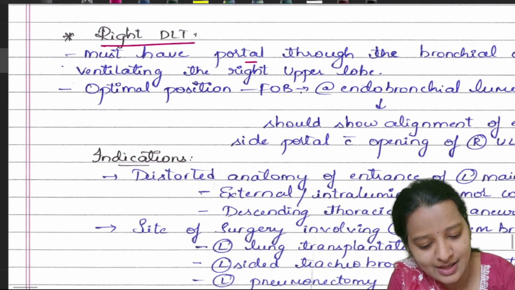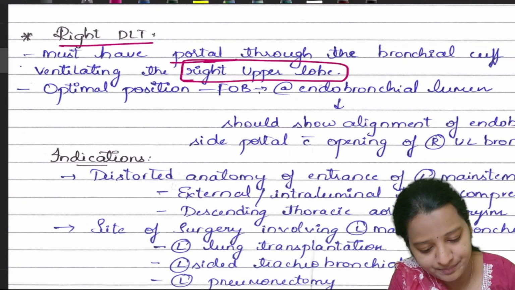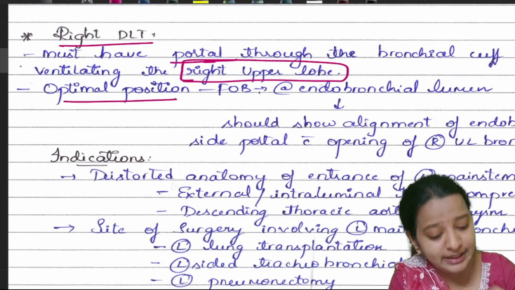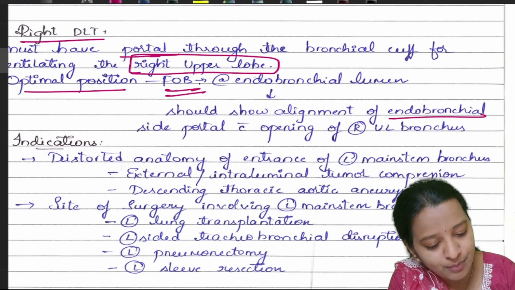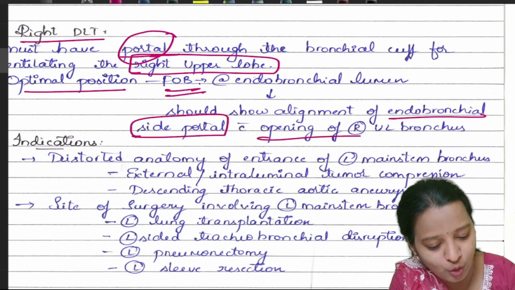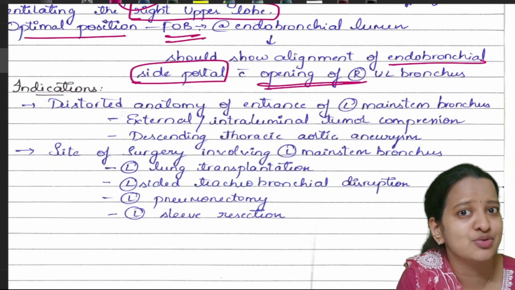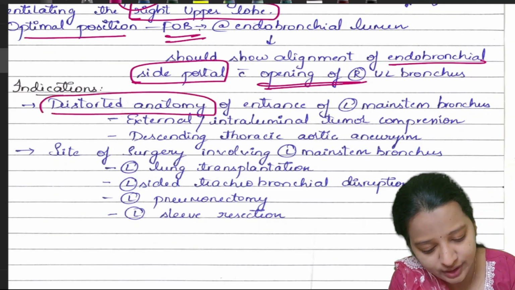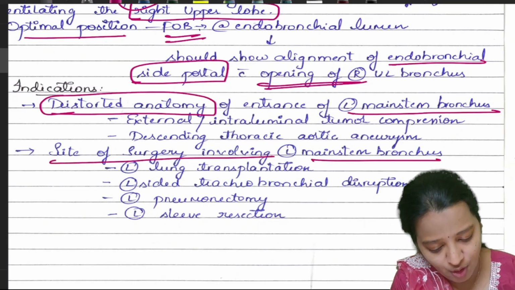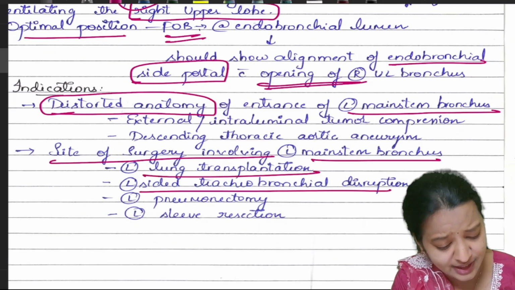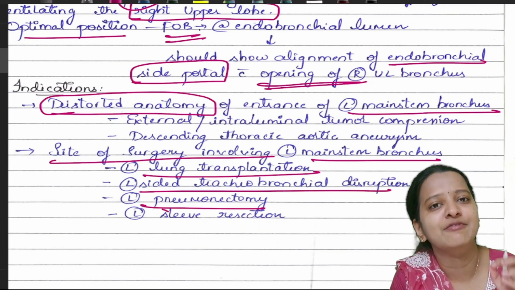The right side DLT has to have an extra port so that it can ventilate the right upper lobe. So the optimal position of a right DLT confirmed by a fiber optic bronchoscope is that the endobronchial side port that we have learned here should be at the opening of the right upper lobe bronchus. So what are the indications where you use a right DLT? We have already learned: distorted anatomy of the left mainstem bronchus, the site of surgery involving the left mainstem bronchus, left-sided lung transplant, left-sided tracheobronchial disruption, anatomical disruption, left pneumonectomy and left sleeve resection.